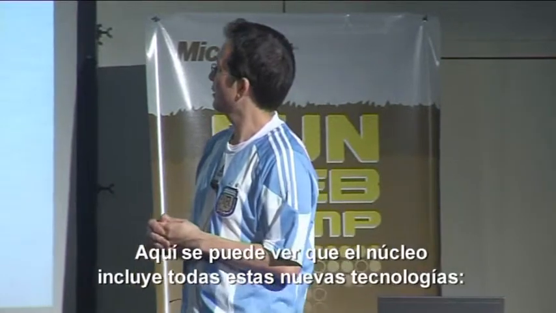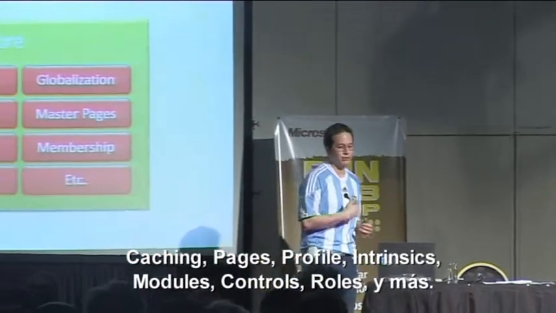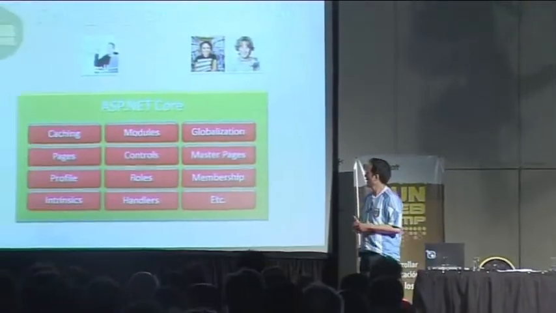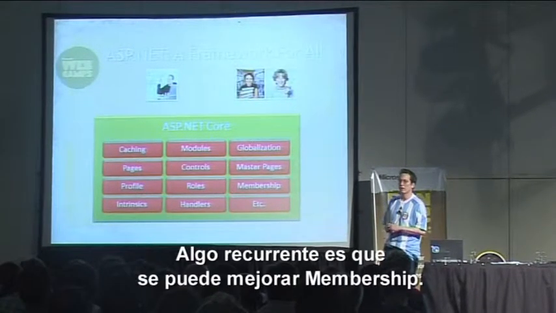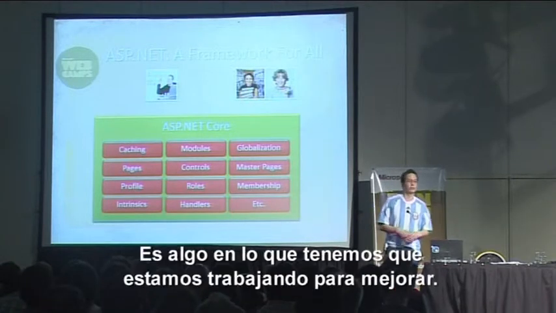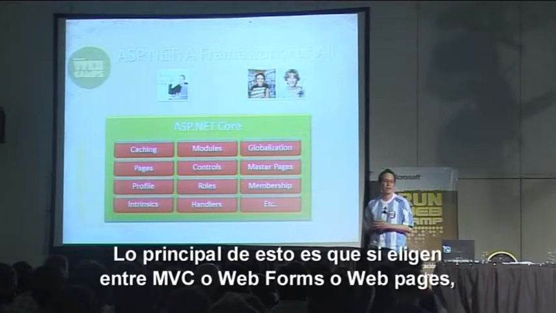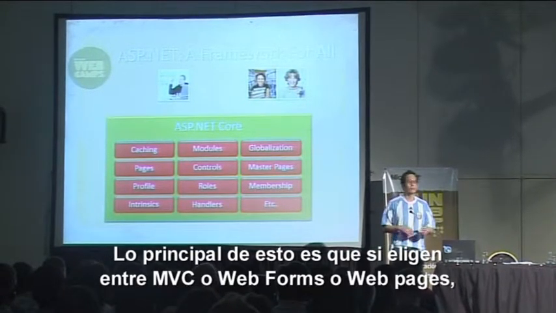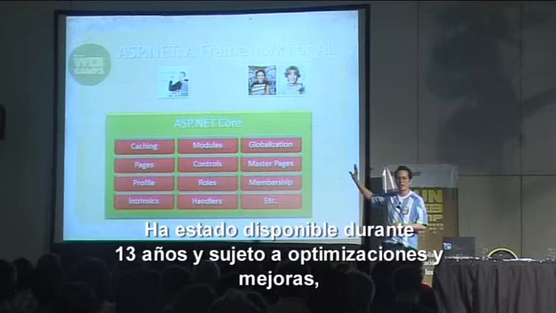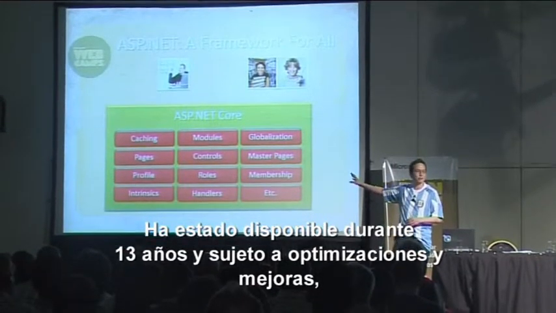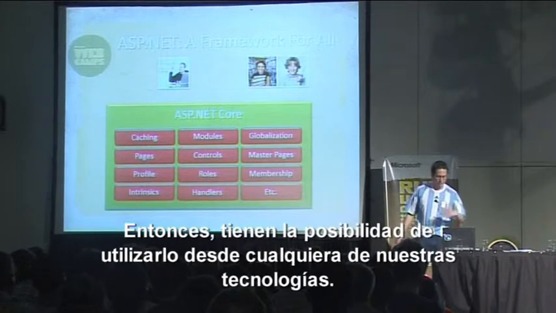So you can see here that the core includes all of these different technologies: caching, pages, profile, intrinsics, modules, controls, roles, and so on. And we're constantly investing in this core and trying to make improvements. One of the things I hear a lot about is that our membership could be improved. So that's one thing we're going to work on. We're going to make that better. And the main thing is that if you're choosing between MVC or web forms or web pages, the nice thing to know is that all of this is still there for you. All of this has been baked into the framework for 13 years of optimizations and improvements. So you have the ability to use that from any of our technologies.